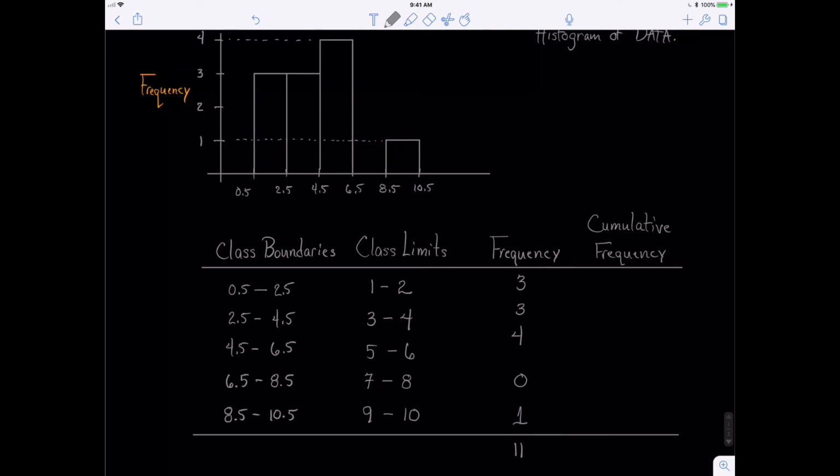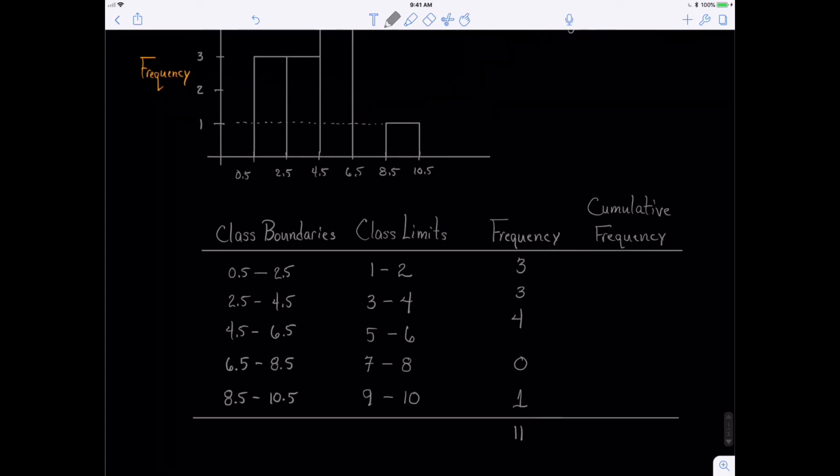Okay, now the next column is called the cumulative frequency. The cumulative frequency starts with the lowest class and ends with the highest class, and it just adds up the frequencies. In the first class, my total frequency is 3. When I look at the second class, I've started from the lowest part and worked my way up. Now I've looked at the first 3, plus the next 3. So this 3 plus this 3 is 6.